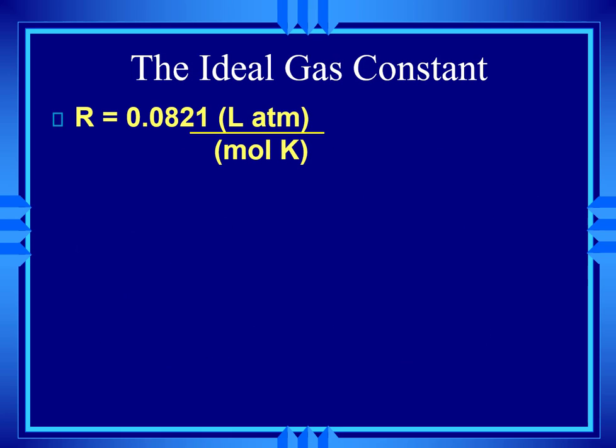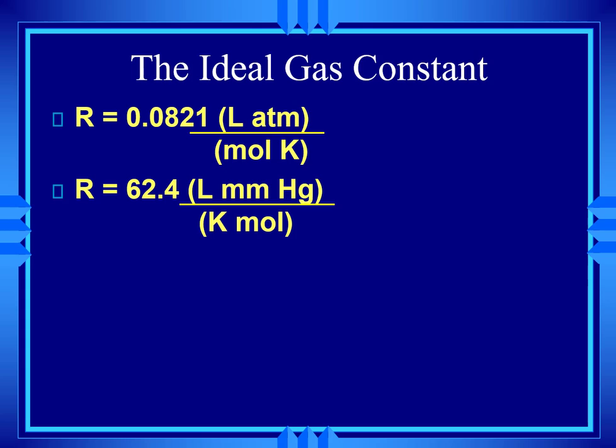R is always 0.0821 liter atmosphere over mole Kelvin. It never changes. It's constant all the time. R is always 62.4 millimeters of mercury over mole Kelvin. Oh, well, excuse me, Mr. Green. I was listening closely to what you just said. You said it was always 0.0821, and then you told me it was 62.4. How can it always be 0.0821 and still be 62.4?